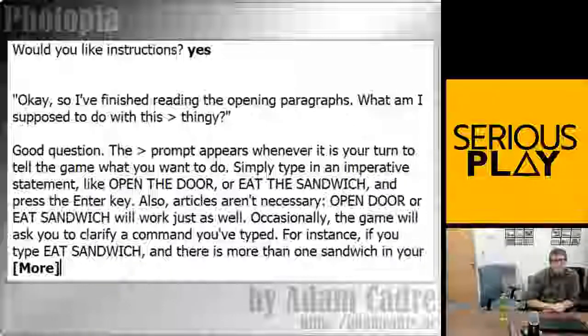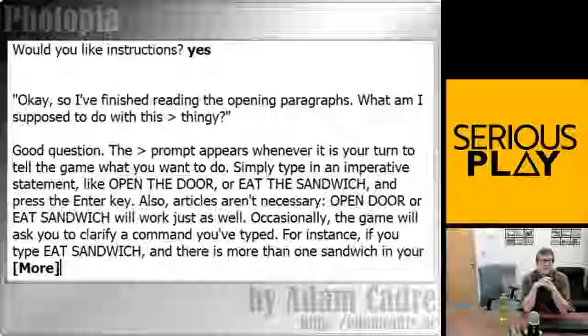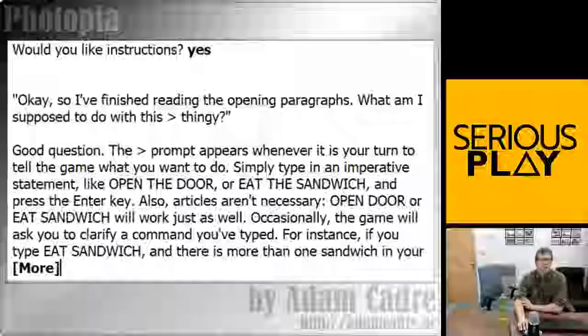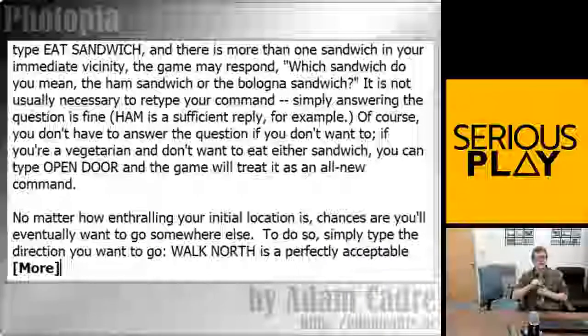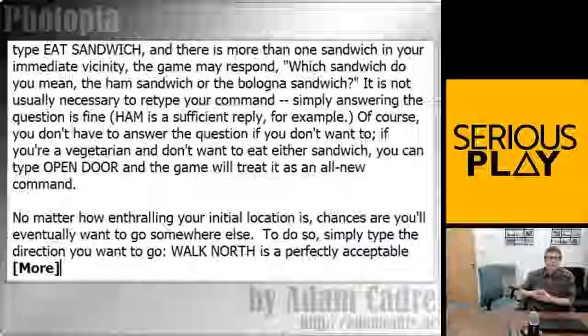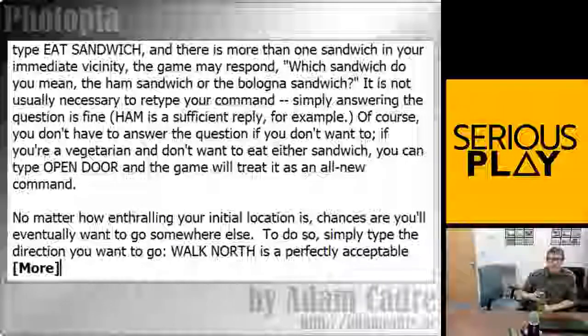Anyway, the prompt appears when it is your turn to tell the game what you want to do. Simply type in an imperative statement like open the door or eat the sandwich and press the enter key. Also, articles aren't necessary. Open door or eat sandwich will work just as well. Occasionally, the game will ask you to clarify a command you've typed. For instance, if you type eat sandwich, and there is more than one sandwich in your immediate vicinity, the game may respond, which sandwich do you mean, the ham sandwich or the bologna sandwich? It is not usually necessary to retype your command. Simply answering the question is fine. Ham is a sufficient reply, for example. Of course, you don't have to answer the question if you don't want to. If you're a vegetarian and want to eat either sandwich, you can type open door and the game will treat it as an all new command.